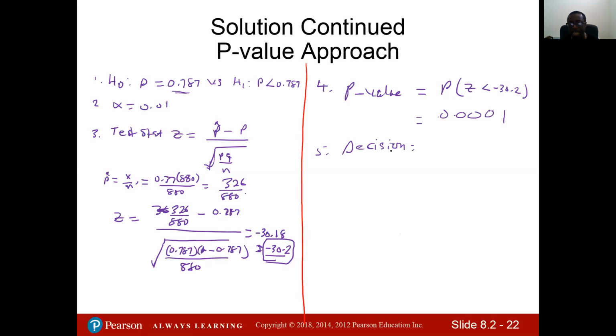Now, of course, step 5 is what's your decision? The decision is that if the p-value is less than or equal to alpha, here in this case my alpha is 0.01, and my p-value was 0.0001. It is less than alpha, so we reject H0.